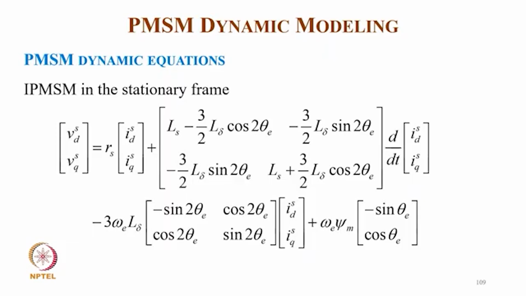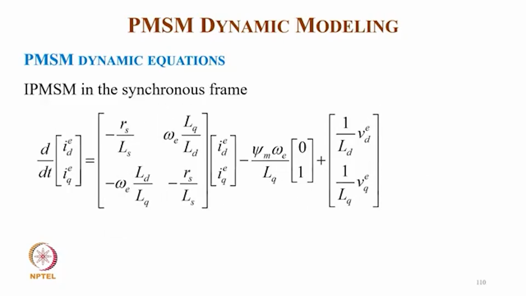Now for the interior permanent magnet model in the stationary frame, vd and vq equal rs times ids and iqs, plus in brackets, ls minus 3/2 L delta cos theta e, minus 3/2 L delta sin theta e, minus 3/2 L delta sin theta e, and ls plus 3/2 L delta cos theta e, into d/dt of id and iq, minus 3 omega e ls in brackets, minus sin theta e, cos theta e, cos theta e and sin theta e, times id and iq, plus omega e phi m in brackets, minus sin theta e and cos theta e.